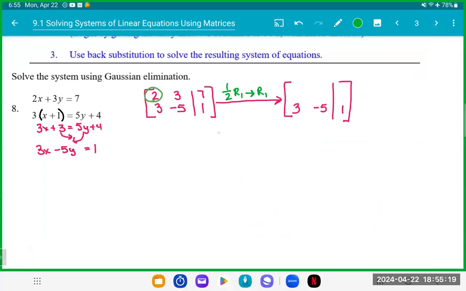So what is 2 times 1/2? That gives me 1, right? So that would give me a 1 here. So 2 times 1/2 gives me 1. 3 times 1/2 gives me 3/2. And 7 times 1/2 gives me 7/2. Okay? Any questions on that?